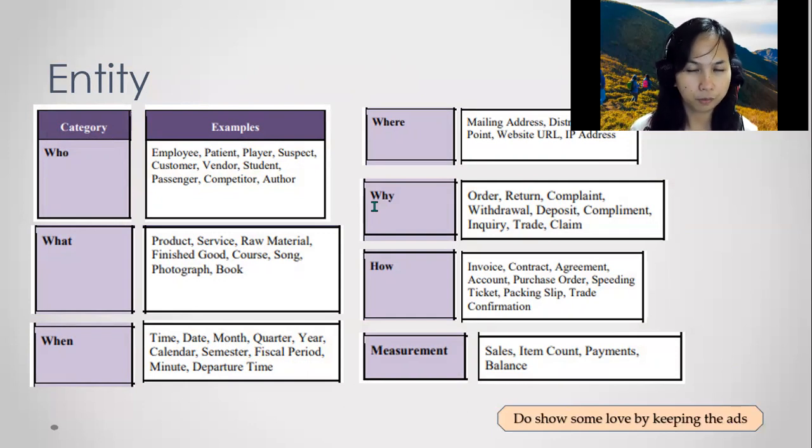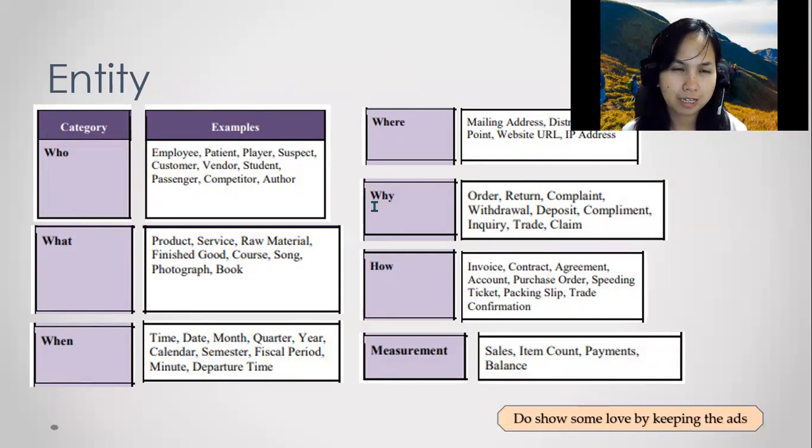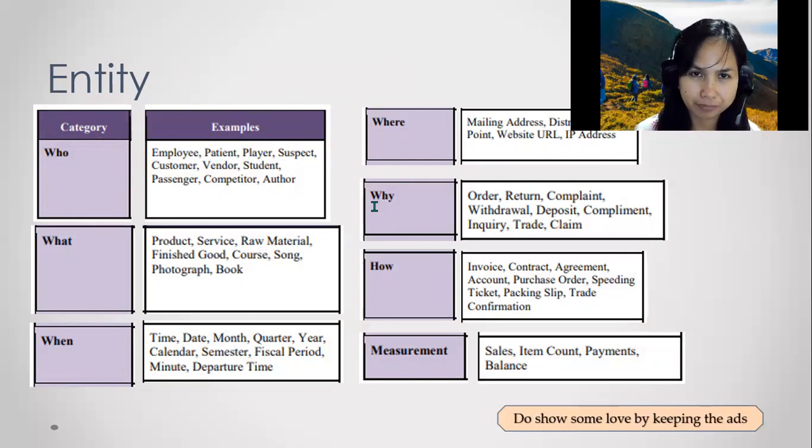Okay. Moving forward to where, the next category, it refers to the location of interest to the enterprise. By location, it can refer to actual places as well as electronic places. That is, where is business conducted? So we have the mailing address as an example, distribution point, website URL, and even IP address.